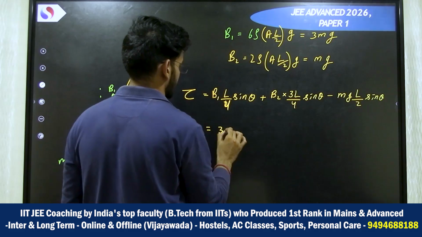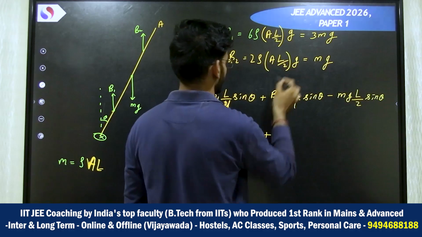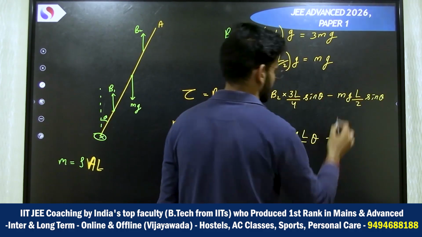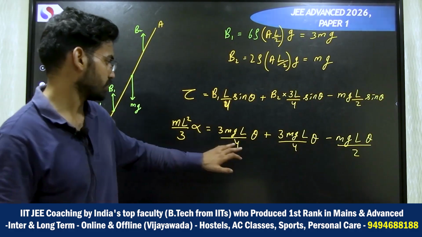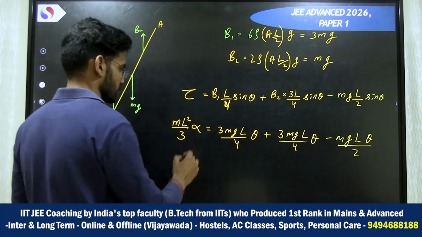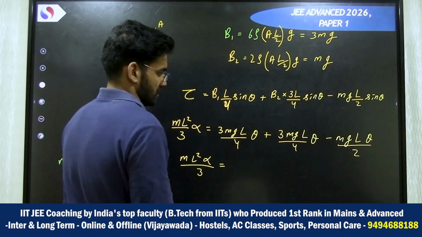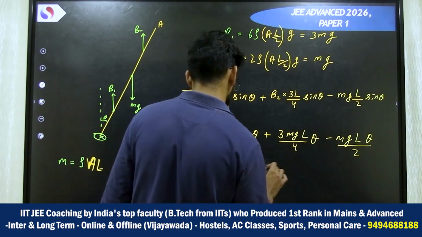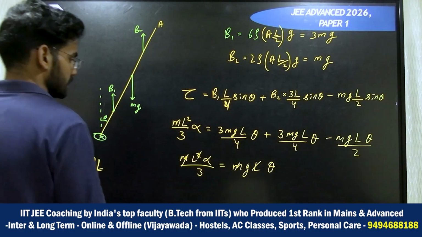So this will be 3mgl/4 into theta, plus B2, that's mg. So this is 3mgl/4 into theta minus mgl theta/2, right? So that's 3/4 plus 3/4, that's 3/2, 3/2 minus 1/2, that's a 1. So here ml² alpha/3 is equal to 3/2 minus 1/2, that's 1. So this is mgl theta, right? So ml cancels out, and he asked for the time period, right?